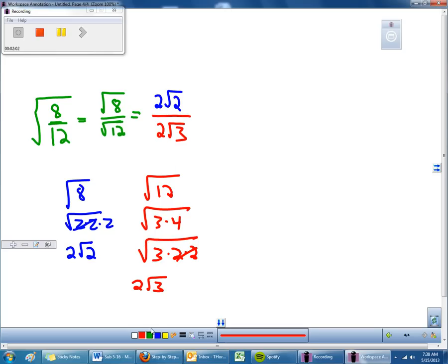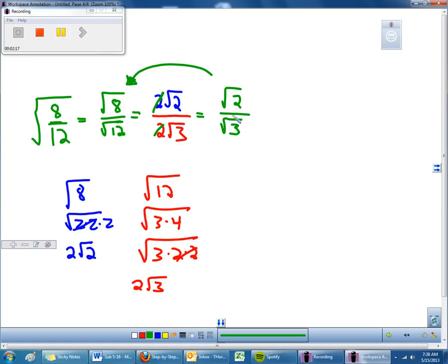I've got a 2 in both my numerator and denominator, so those cancel, and I'm left with square root of 2 over square root of 3. This is a little more simplified than when we were here, but we're still not simplified all the way. And the reason for that is it's not considered simplified until you get rid of your radical in your denominator. So we've got to find out how to keep this from being a square root in our denominator.